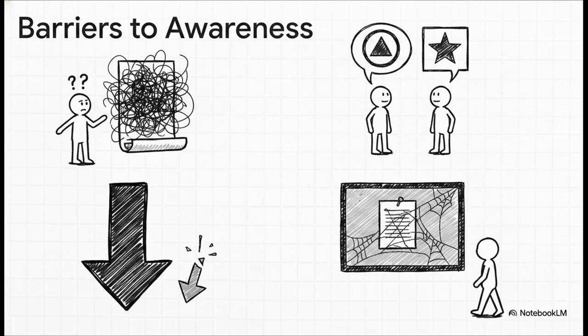Third, a lack of feedback loops. If communication only flows top-down, employees can't ask questions or point out risks. And finally, passive one-way communication. Like pinning a policy to a dusty break room board and just hoping for the best.